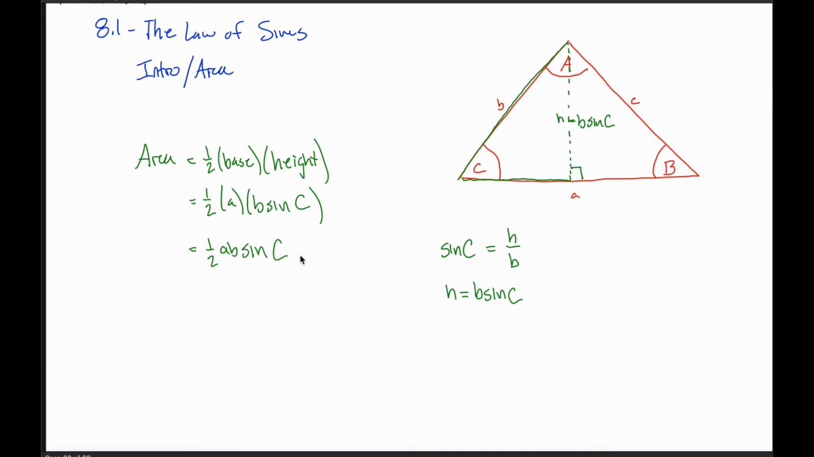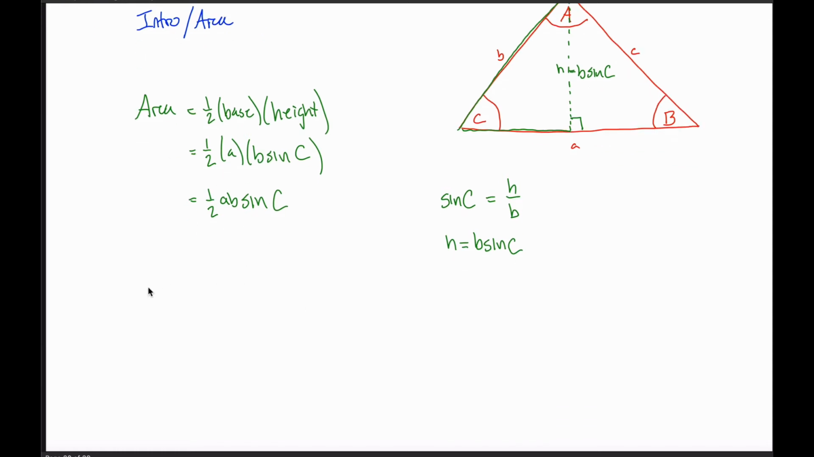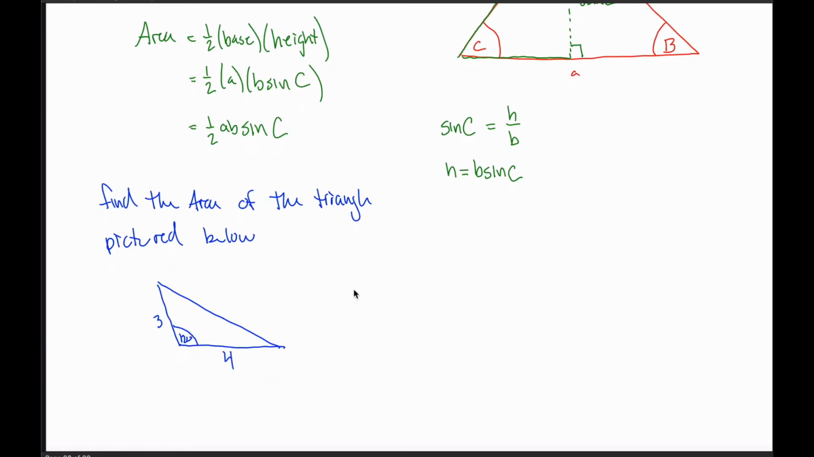This new formula can be better than the old formula in the case that you don't already know the height. If you just know the three side lengths and the three angles, which is where we'll be in this chapter, it's really nice to have this formula to figure out the area. So for example, suppose we were asked to find the area of this triangle.